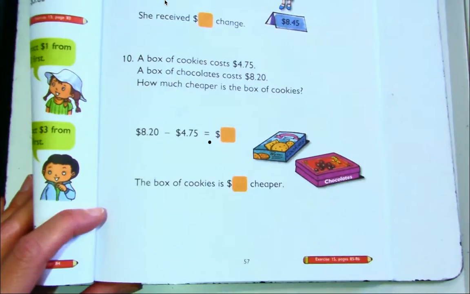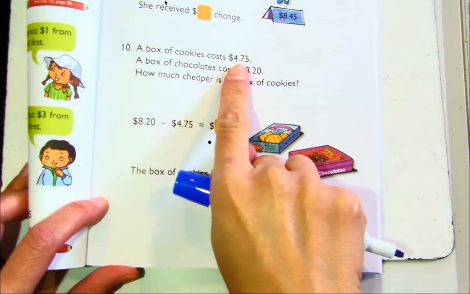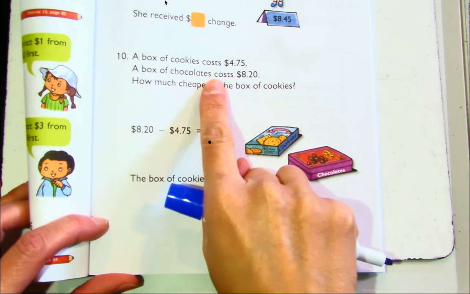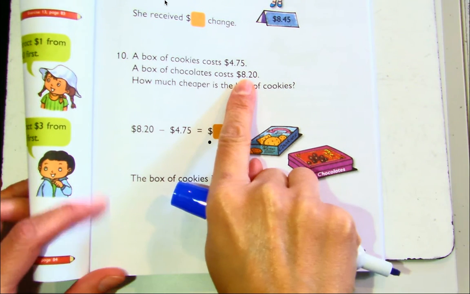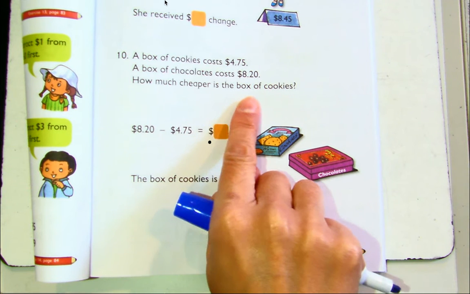All right. So we're going to do one more problem together. Let's see. We have a box of cookies that cost $4.75, and a box of chocolates that cost $8.20. Ooh, that must be a nice box of chocolates. All right, how much cheaper is the box of cookies?